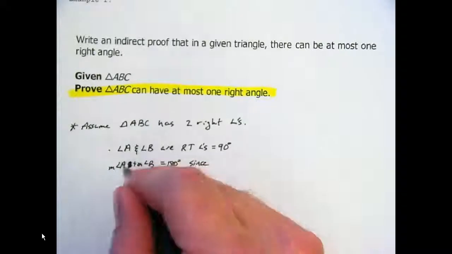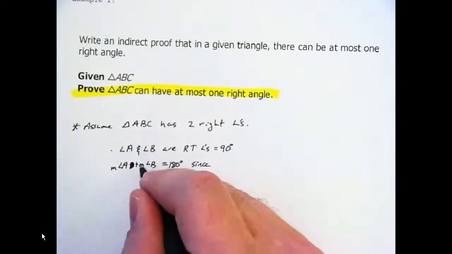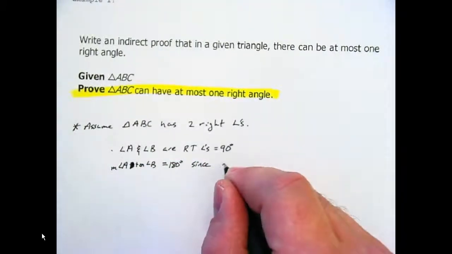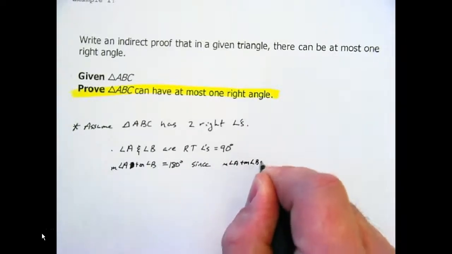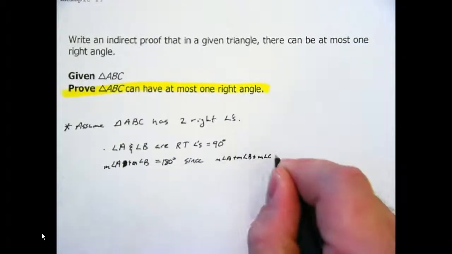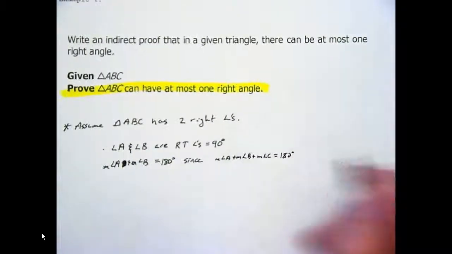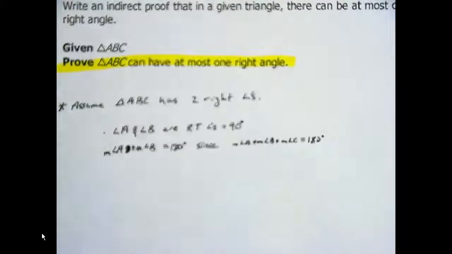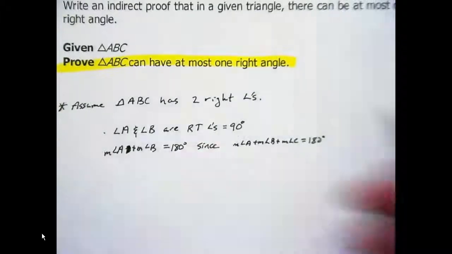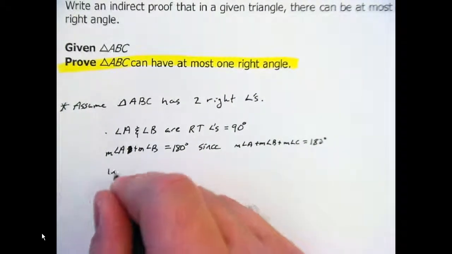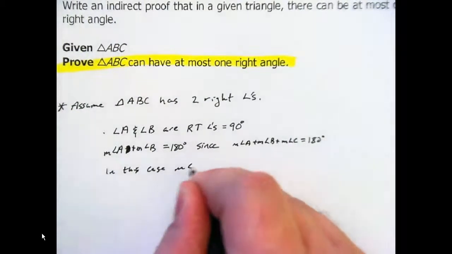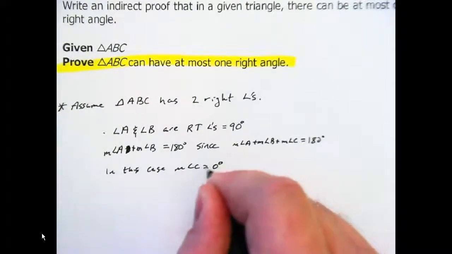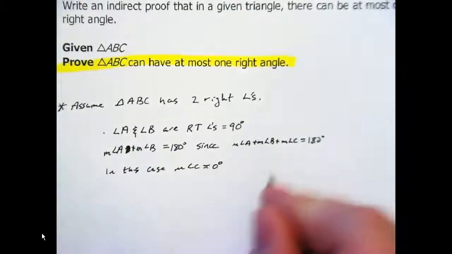To write that up, we've done a pretty good setup here. We want to say, since measure of angle A plus measure of angle B plus measure of angle C has to equal 180, what would C have to be? In this scenario, the measure of angle C would have to equal 0 degrees, which is not possible.